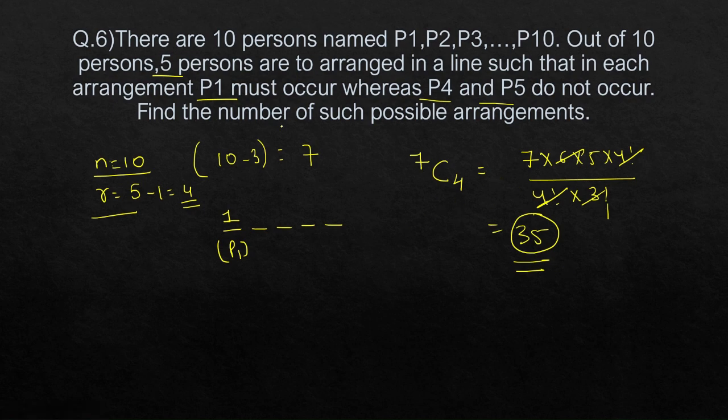So 35 will be our answer to this question. This question involved both the inclusion and exclusion case, and that is why we use this approach.